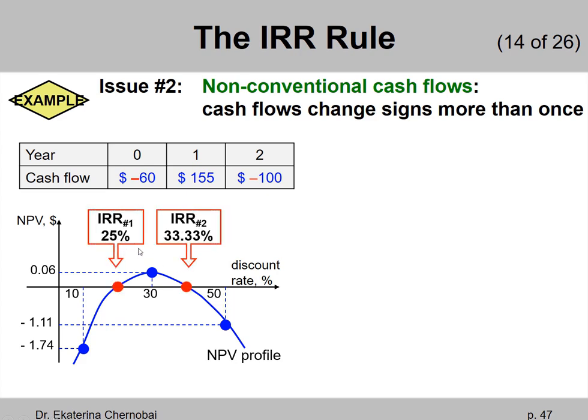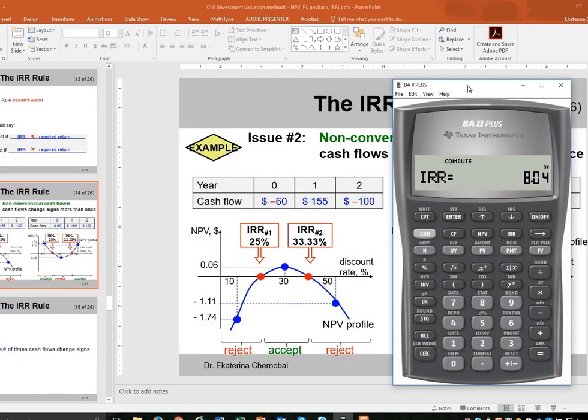The IRRs in this particular example are 25% and 33.33%. By the way, if you try this in the financial calculator, let's do it together. Let me move it here. Second, plus minus, enter. I've just cleared everything. Cash flow key, 60 negative, enter, down. 155, enter, down, down. 100 negative, enter, down, down. IRR, compute. What does the display say? It says IRR equals 25%.